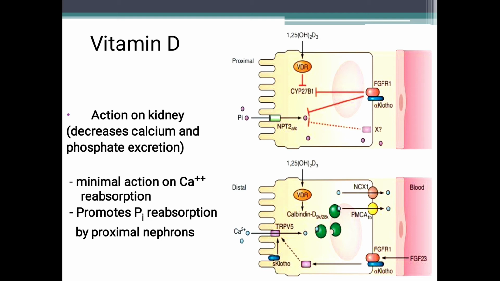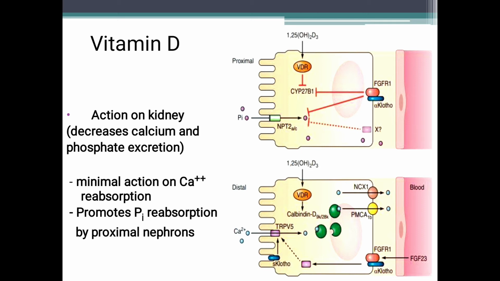Coming to the action of vitamin D on the kidney. Vitamin D also increases calcium and phosphate reabsorption by epithelial cells of the renal tubule. Through that, it decreases the excretion of calcium and phosphate in the urine. However, this is a weak effect.